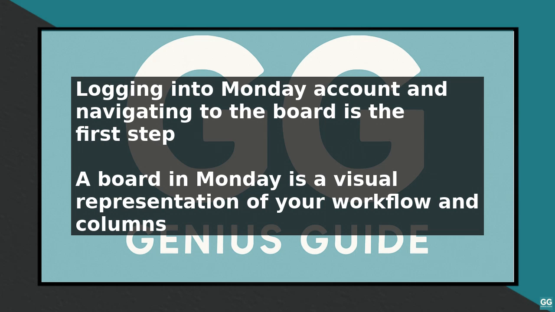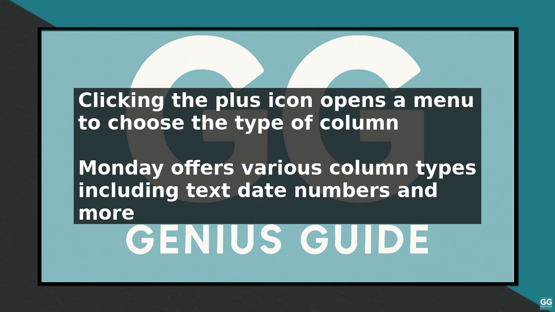The first step is to click on the plus icon at the top right corner of your board. This will open a menu where you can choose the type of column you want to add. Monday.com offers a variety of column types, including text, date, numbers, and more. Choose the column type that best fits your needs.